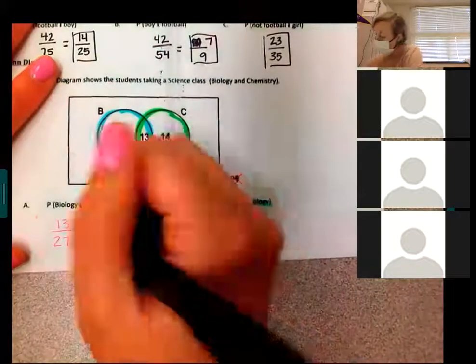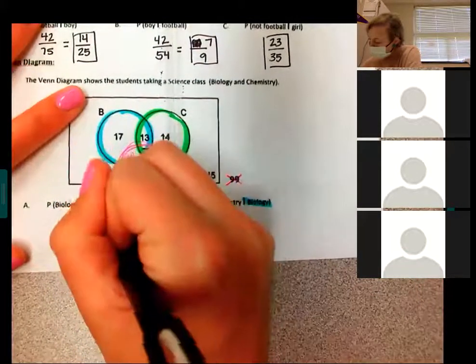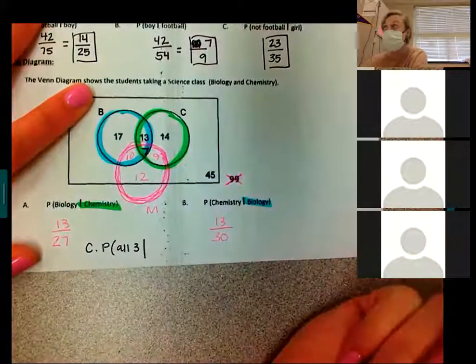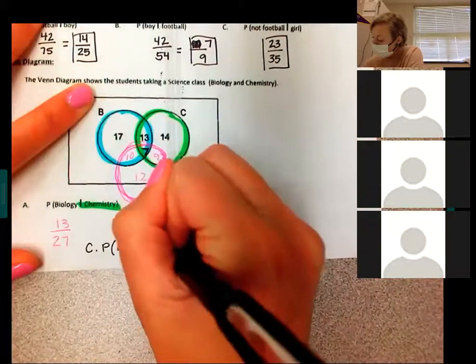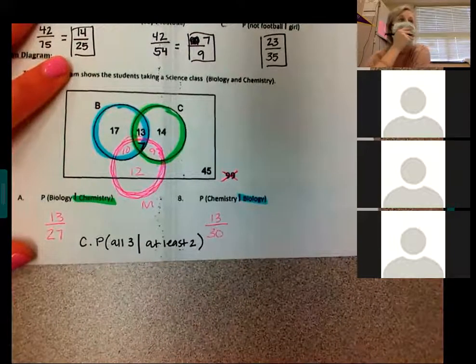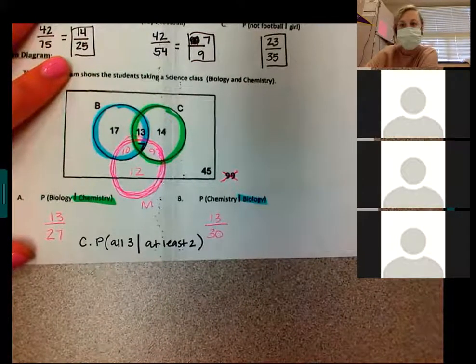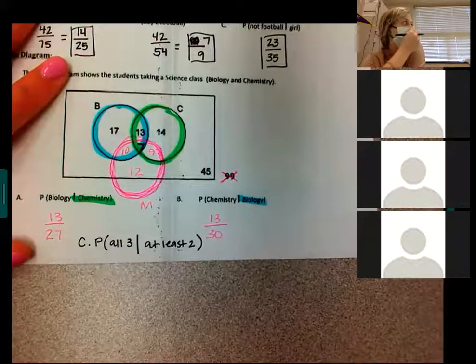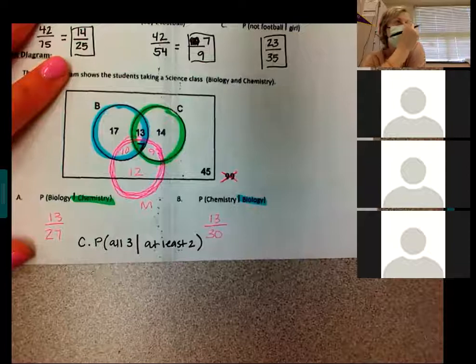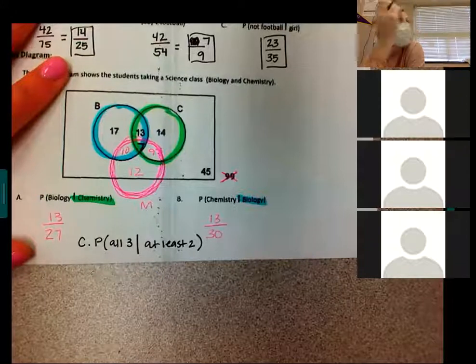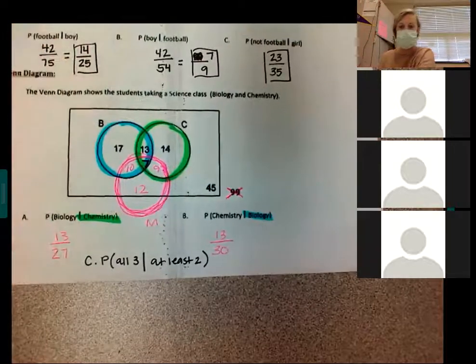What's the probability they take all 3 given they take at least 2? So I'm going to pause and make sure everybody has written this down. It's a little trickier. So where are your at least 2 people? Because I see a lot of you figuring it out. Where are all my people that take at least 2 classes? Yeah, in the overlaps, right? So does everybody agree? I'm going to highlight this in yellow.